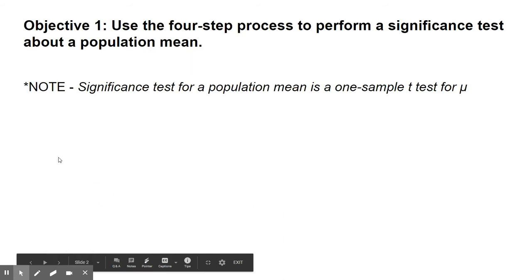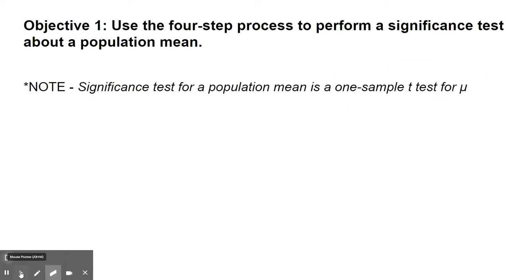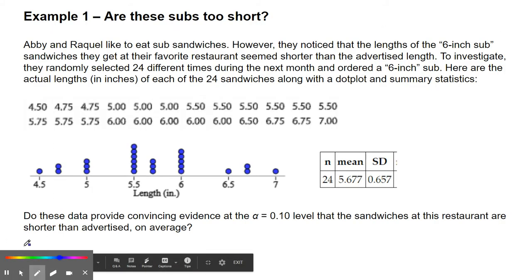All right, so again, the inference method here is called a one-sample t-test for mu. So that's going to be in the plan step. And again, I've got my table B all ready for that t. And again, remember, that's for population means. All right, here we go.